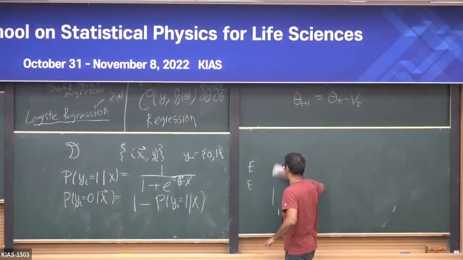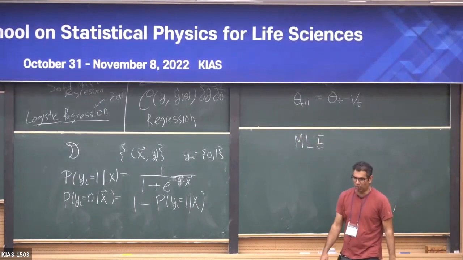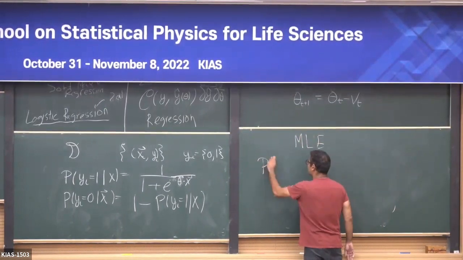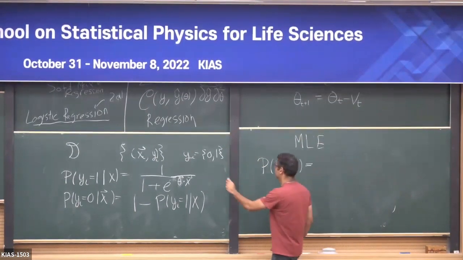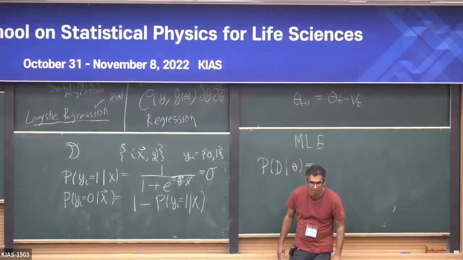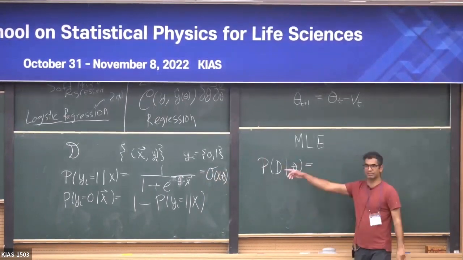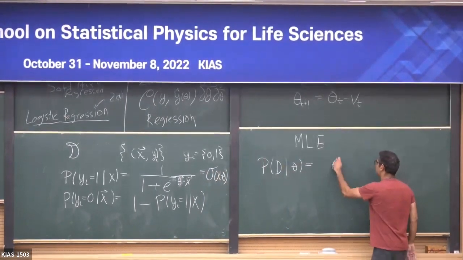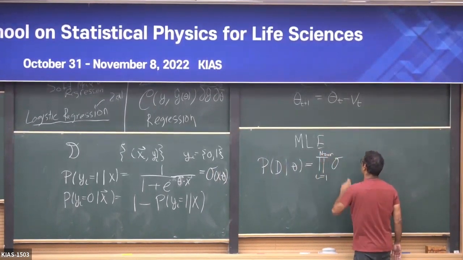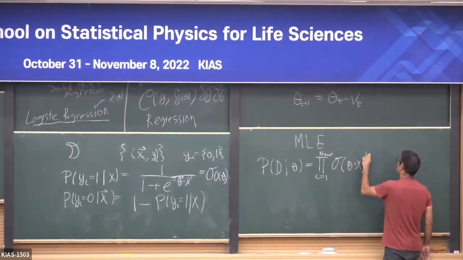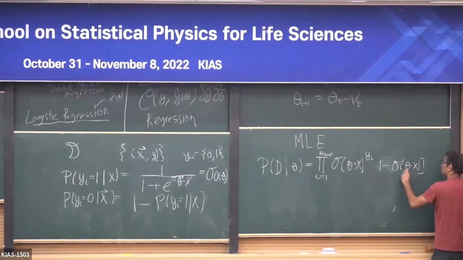Now what I can do is something that has already been talked about a lot in the lectures: I can do maximum likelihood estimation. I can say, what's the probability of observing the data given my parameters? If I call this sigma of x dot theta, so sigma is just this sigmoid function, then it's going to be the product over all the data points that I have of sigma of theta dot x to the yi, times 1 minus sigma of theta dot x to the 1 minus yi.